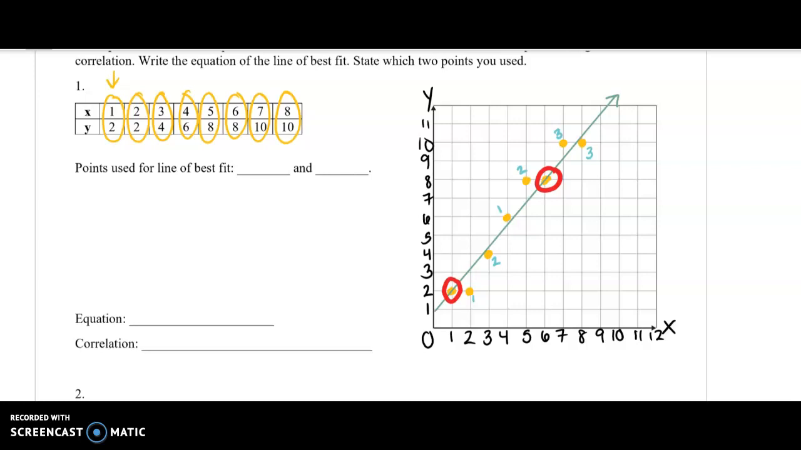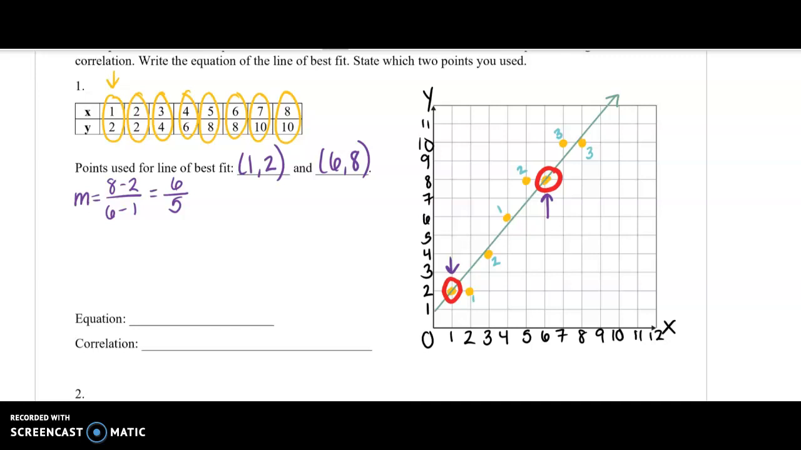Okay? So the points that I picked are this one right here, which was (1, 2). And I also picked this one right here, which is (6, 8). So now what I'm going to do is find the equation of the line that I just drew using the 2 points that I know it goes through. So first thing I'm going to do is find the slope of the line. So y2 minus y1 over x2 minus x1. So I got a slope of 6 over 5.